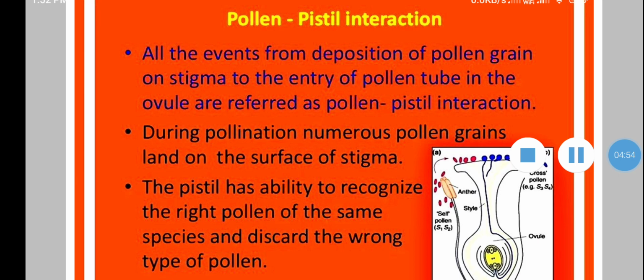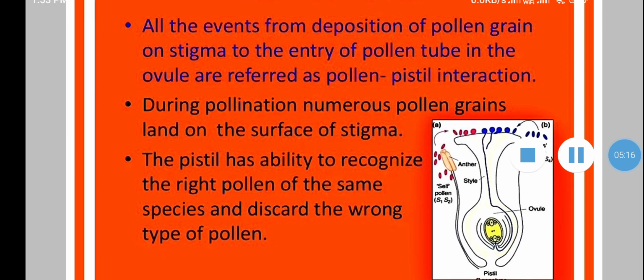That means the events which take place from the entry of pollen grains on the stigma up to the entry of the pollen tube in the ovule are all called pollen-pistil interaction. So in this, during pollination, numerous pollen grains land on the surface of the stigma. The pistil has the ability to recognize the right pollen of the same species and discard the wrong type of pollen. That means from various pollen grains, the stigma selects only the desirable pollen grain for pollination.